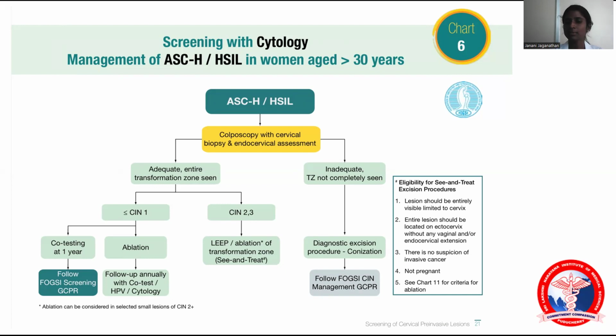Eligibility for see-and-treat excisional procedure. These are some of the eligibility criteria for see-and-treat excisional procedures. First one is the abnormal lesion should be entirely visible. That should be limited only to the cervix. That should not extend to the endocervix. Entire lesion should be located on the ectocervix without any vaginal or endocervical extension. There is no suspicion of invasive cancer, and the patient should be non-pregnant for see-and-treat excisional procedures.